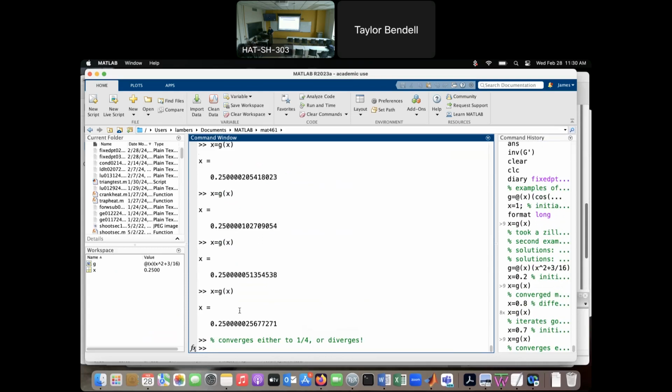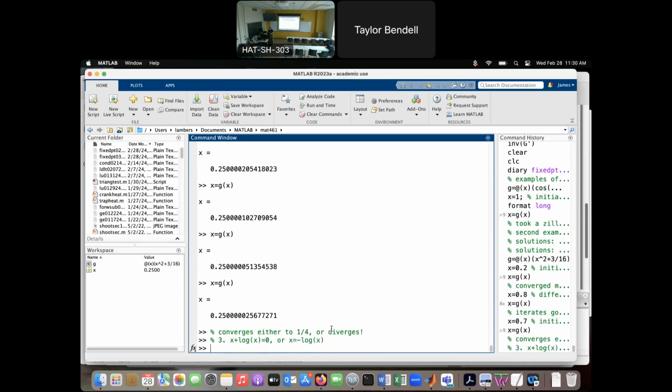Right, so that's the second example to show you. Third example, x plus natural log of x. Now we think of natural log as ln of x, but in MATLAB, use log to refer to natural log. And if you want log to base 10, the MATLAB function for that is called log10. So I'm going to solve this equation, x plus natural log of x equals 0. Or if I write this in fixed point form, x equals minus natural log of x. So I'm going to define g to be minus natural log of x.